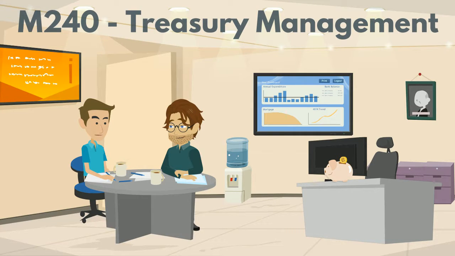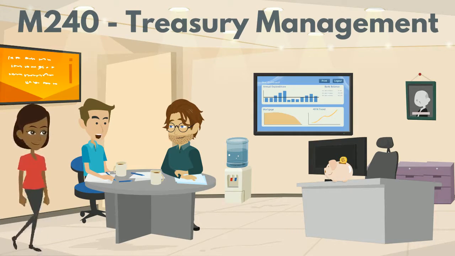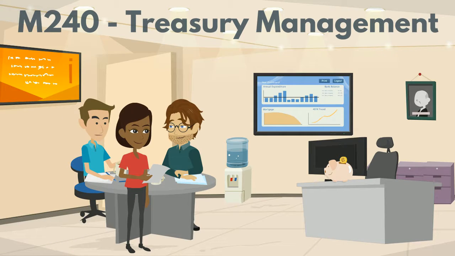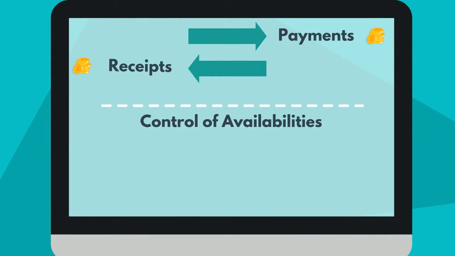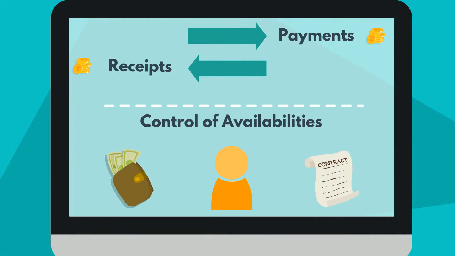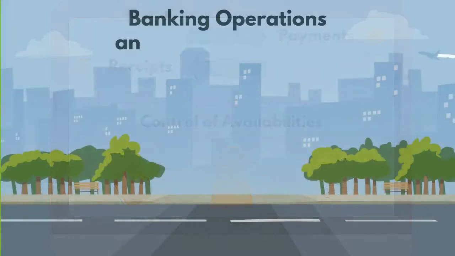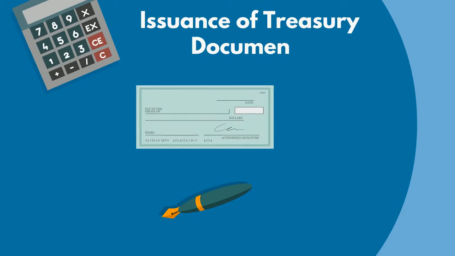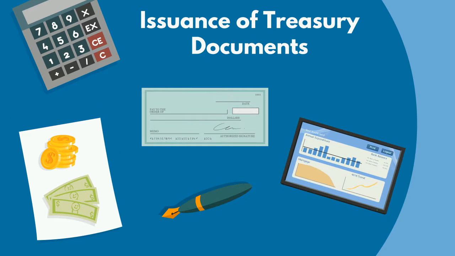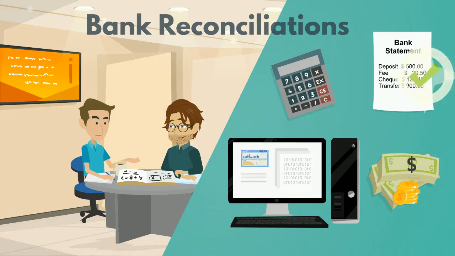M240, Treasury Management. This module supports treasury operations, with highlights to the registration of payments and receipts, and the subsequent control of current and provisional availabilities per account, third party, and contract. Banking operations and transfers of funds. The issuance of typical treasury documents. Bank reconciliations.